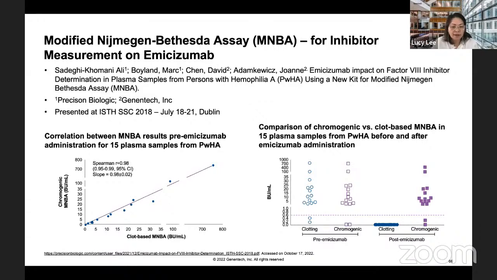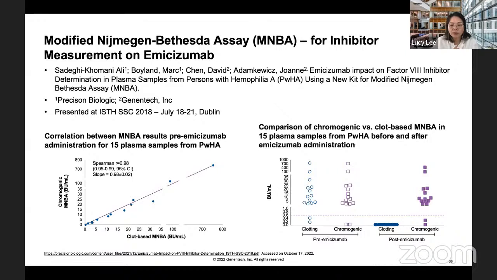You can see on the left, regardless of the testing principle, that either test yield results that are very concordant with each other with really good linearity. And on the right, you see pairwise comparison of the chromogenic versus clot-based testing samples, both in the pre-emicizumab setting as well as in the post-emicizumab setting.